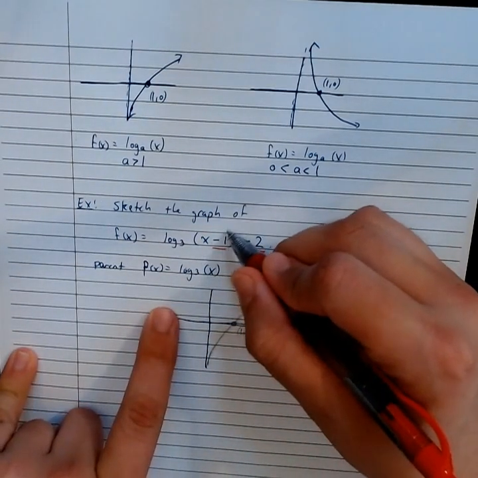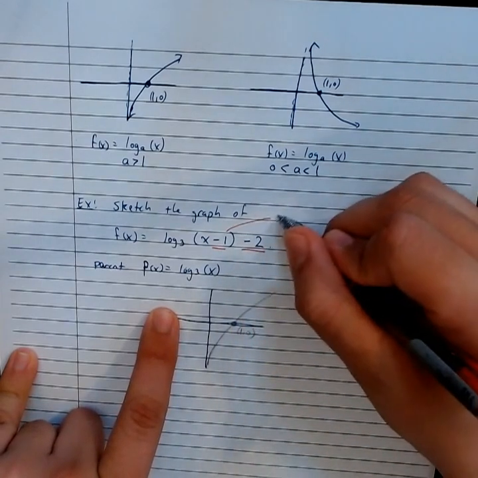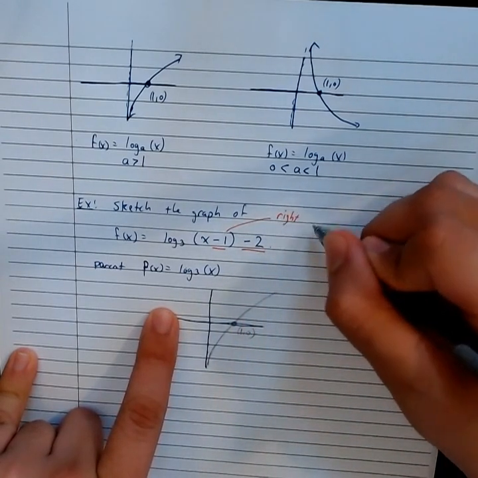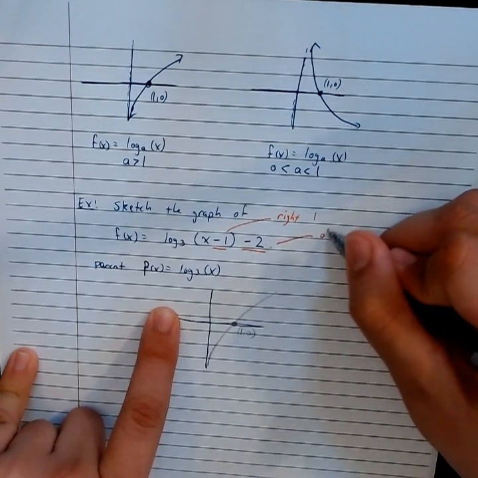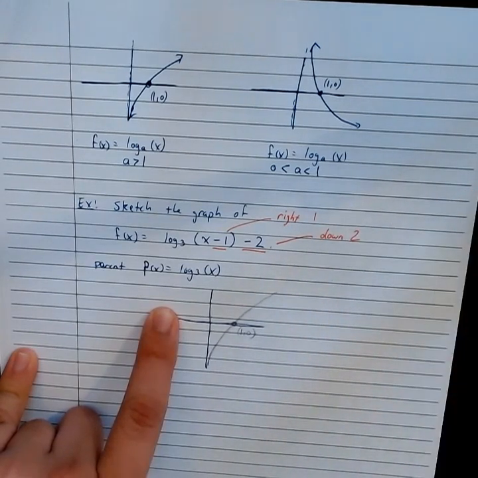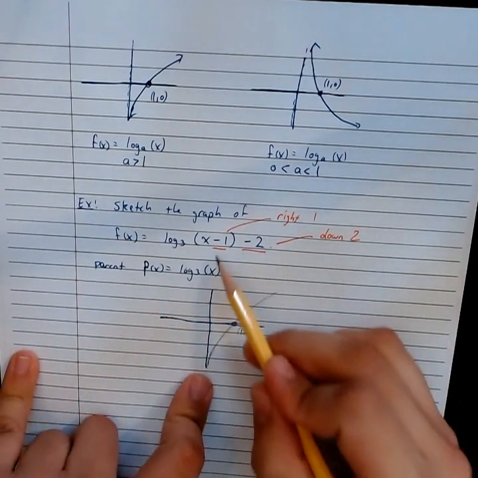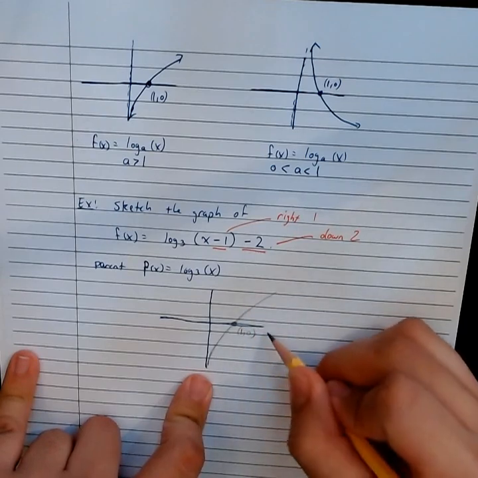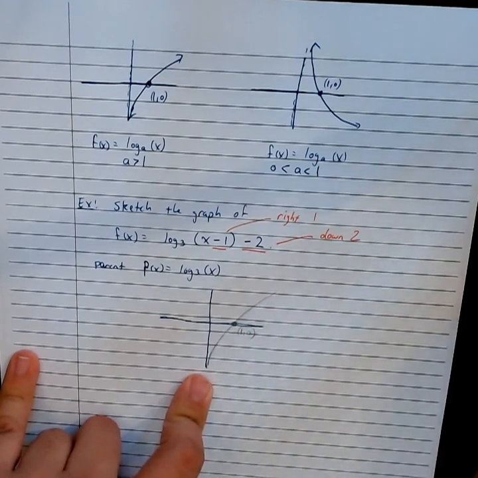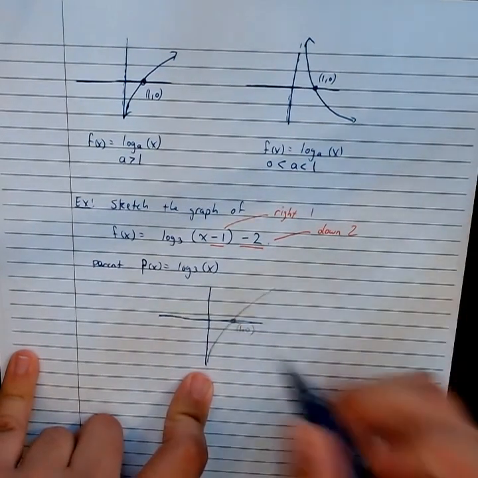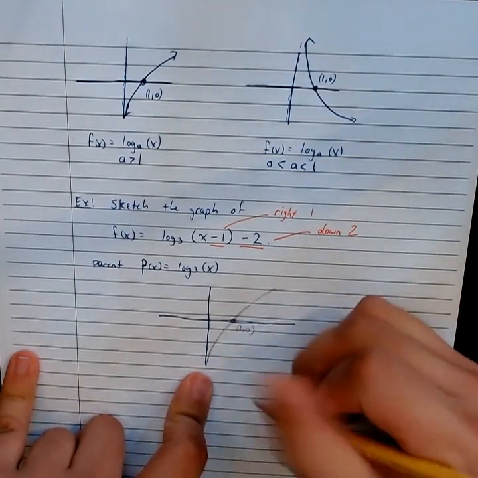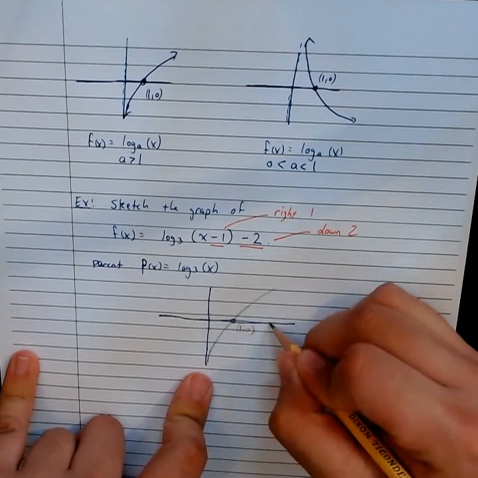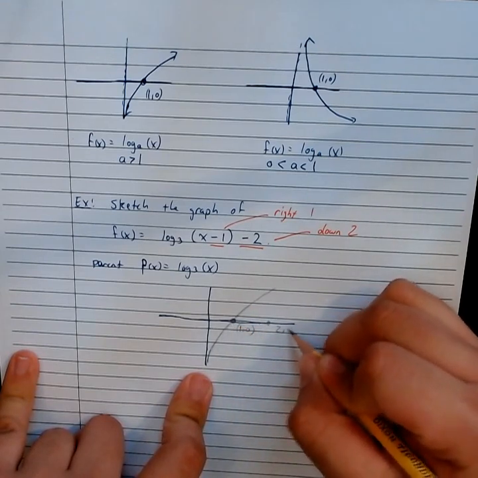So here, this minus 1, that's going to cause everything to move to the right by 1 step. And this minus 2 will cause everything to move down by 2 steps. So let's go and do that one step at a time. We're going to go ahead and move everything over to the right. I'm going to do this in pencil still because it's not my final answer. If I take this graph and I move everything over to the right, notice this point, instead of being 1, 0, that is now 2, 0.